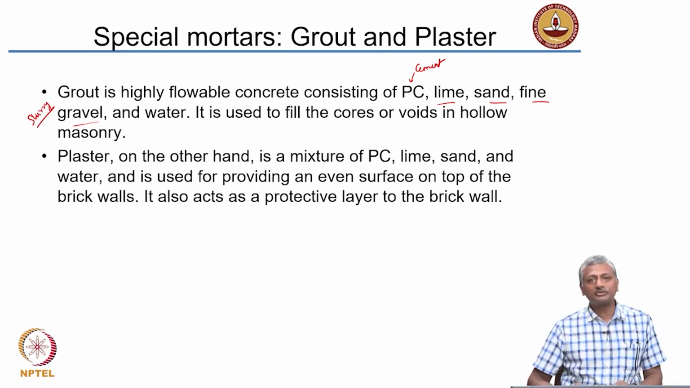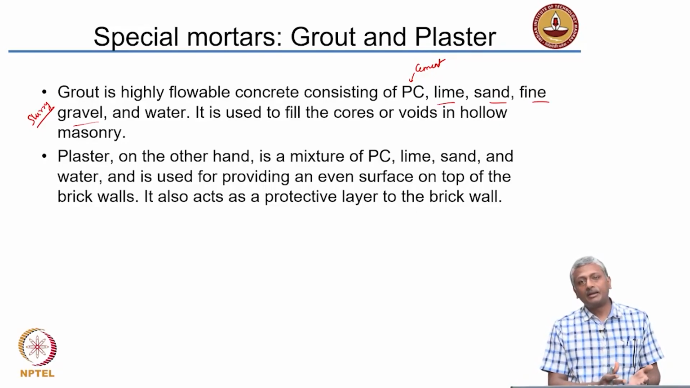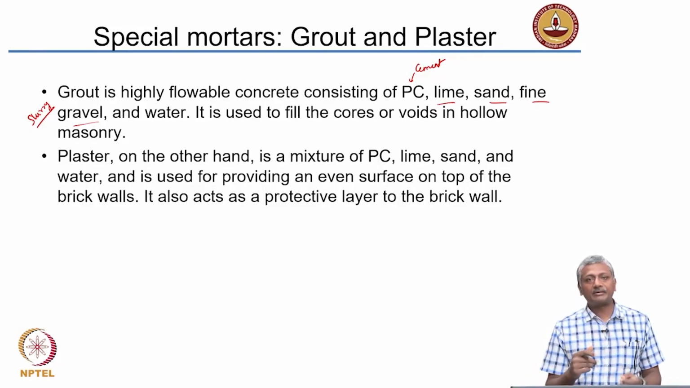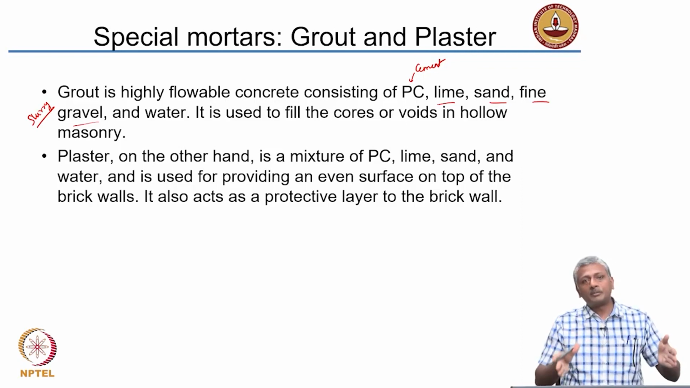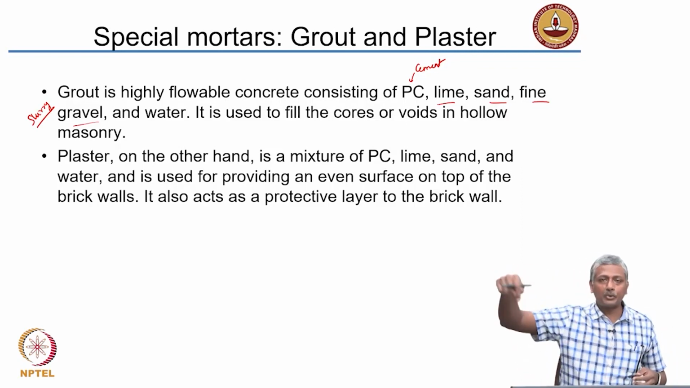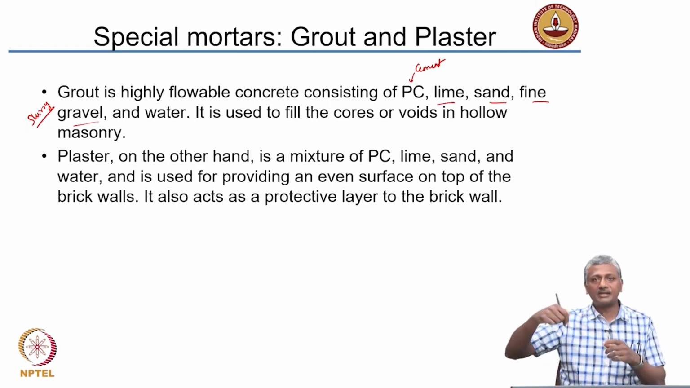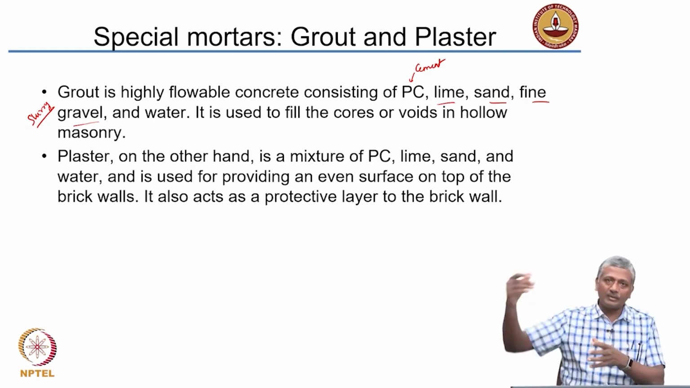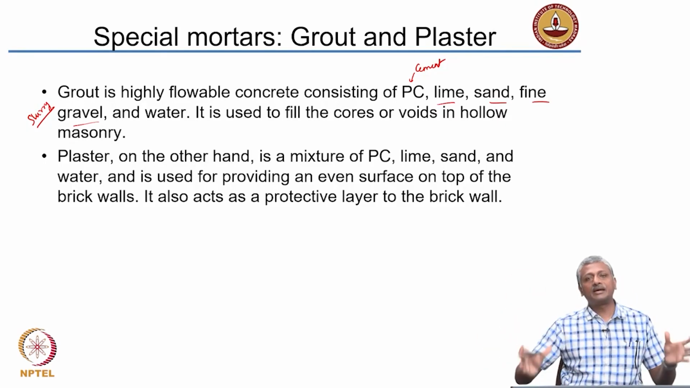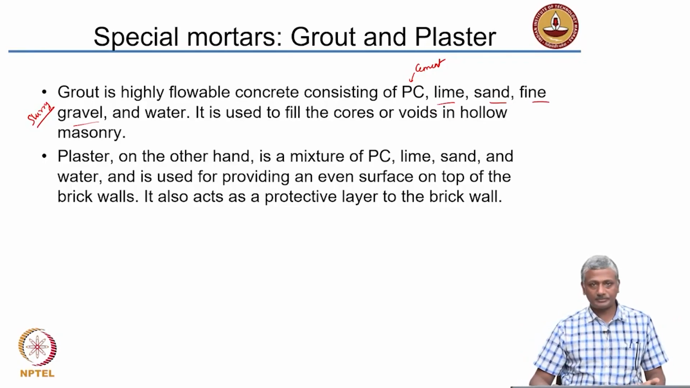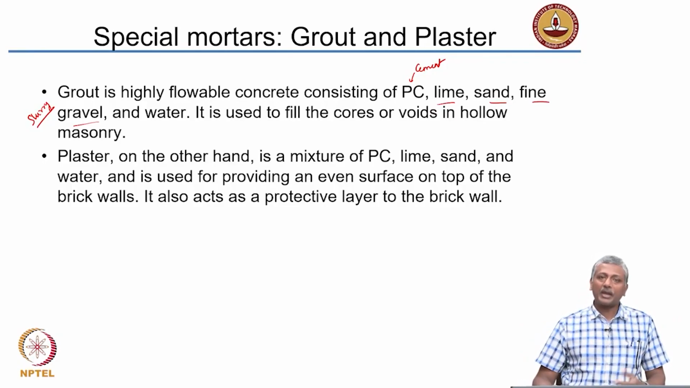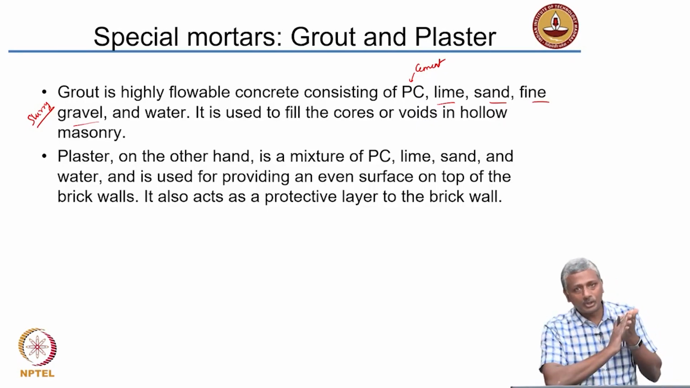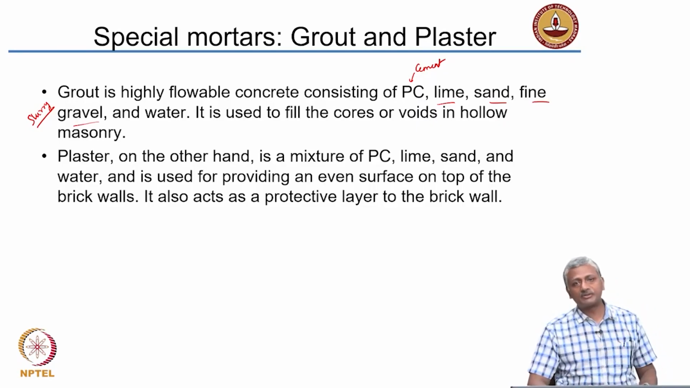So, slurry made with a mixture of binding material like cement or lime, and then you have sand and fine gravel along with water. So, the advantage is when you have the slurry, if you have built up your wall and you realize that there are some portions of the wall that have lot of cavities and holes, you can fill up those holes with this slurry after the entire wall is constructed. So, that is called a grout. On the other hand, plaster is something that you put on the top surface, outer surface of your wall.